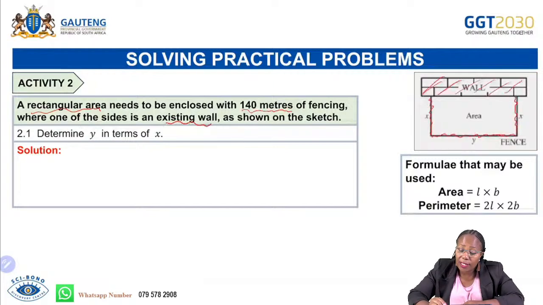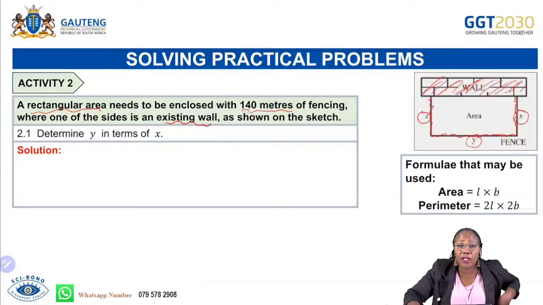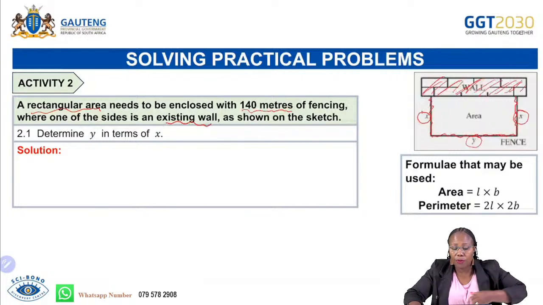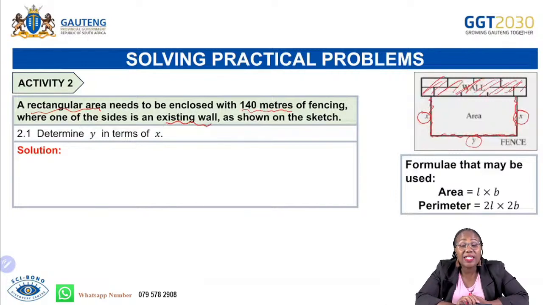Why? Because this side we will attach this fence to this particular wall. So no fence on that side, okay? We will take advantage of the wall and put the fence around the rest, as shown on the diagram. Now they say determine y. We are given y for the length, and the breadth is x, since the opposite sides of the rectangle are equal, so they are both indicated by x. And then now they say determine this y side in terms of x.